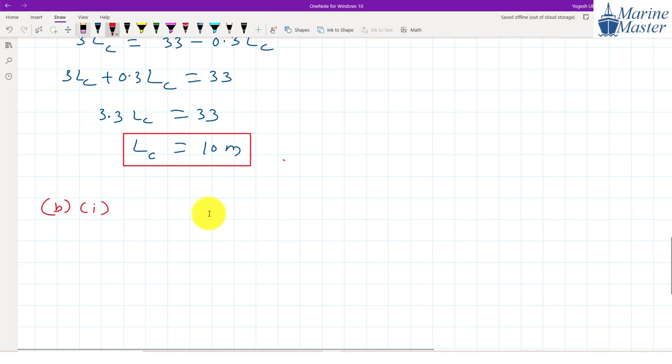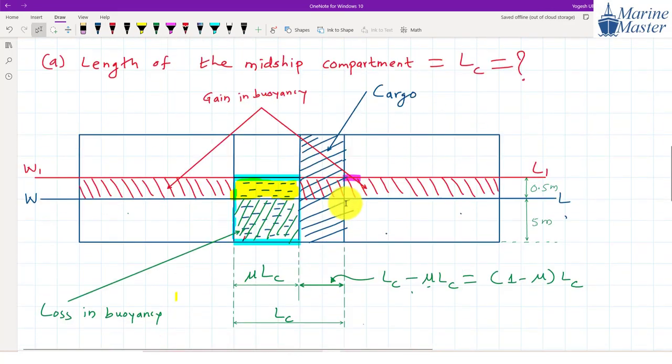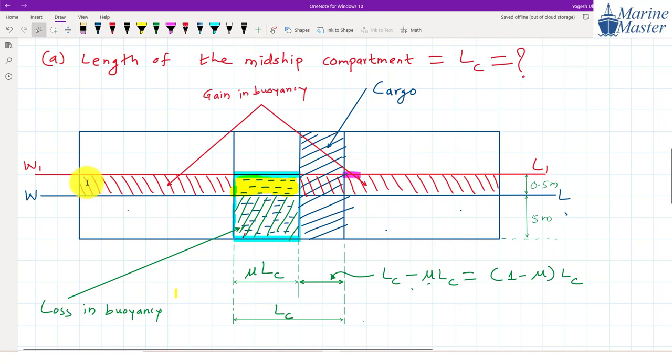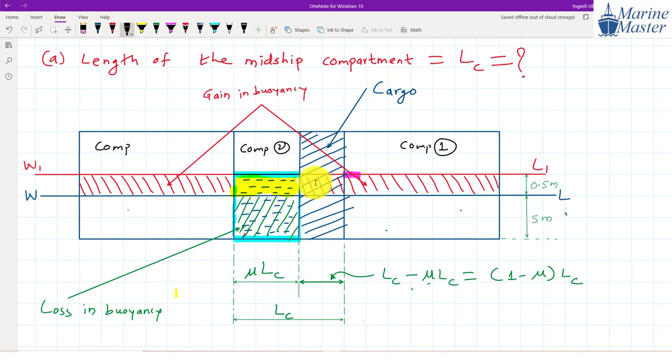First of all, buoyancy in compartment 1. See, here we will give names to the compartments. So this is compartment 1, then this will be compartment 2, and this will be compartment 3. Just add these three labels on the drawing.